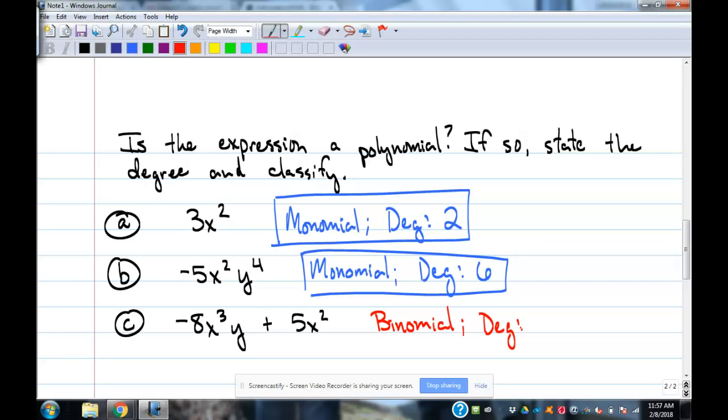Now, let's look at the degree. Remember, if it's a polynomial, meaning bigger than one term, we look at the degree of each individual term. So what's the degree of this term? 3 plus 1 is 4. 4 would be the degree of that term. What's the degree of the second term? 2. Which one's bigger? 4, obviously. So the degree of the whole polynomial is 4. Okay.